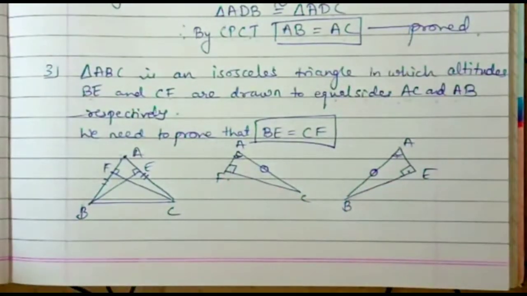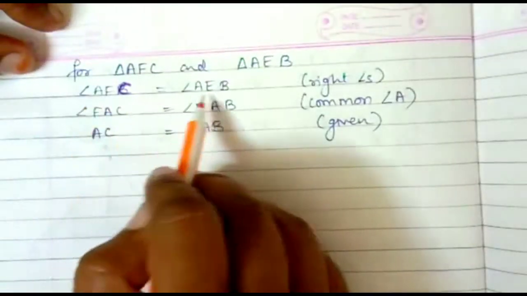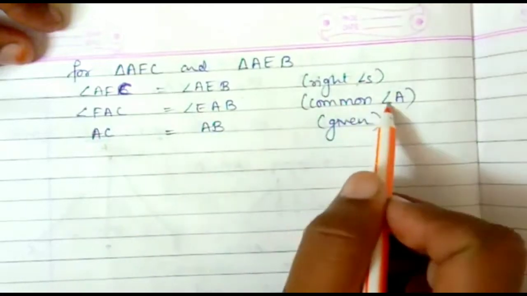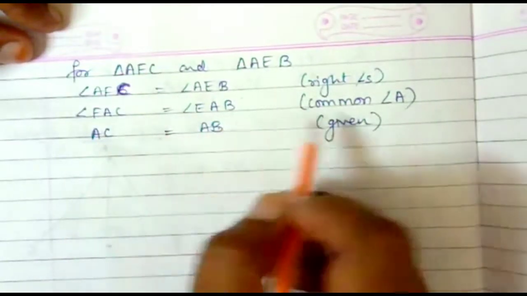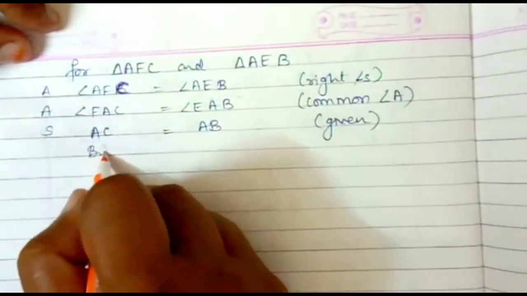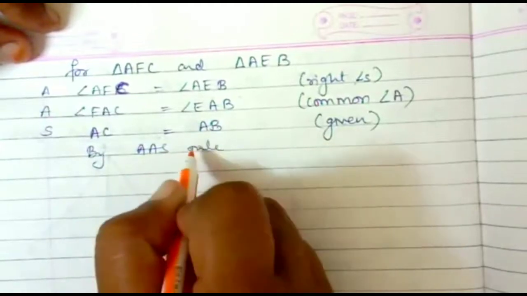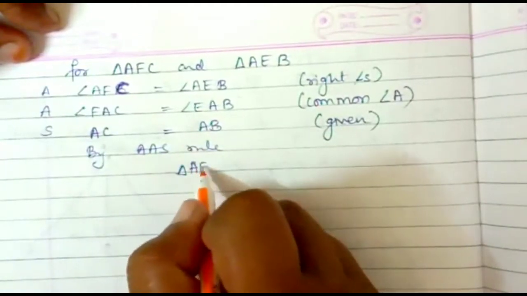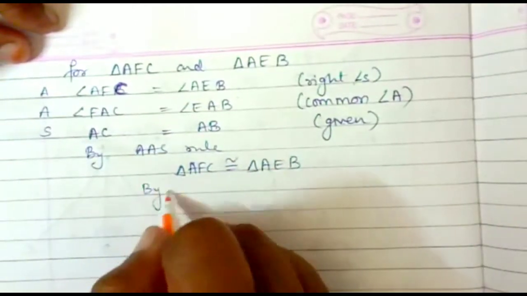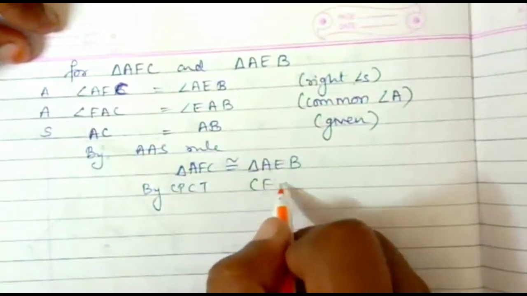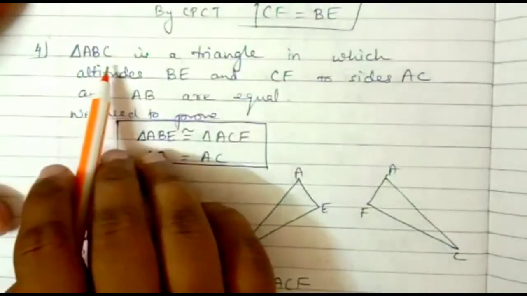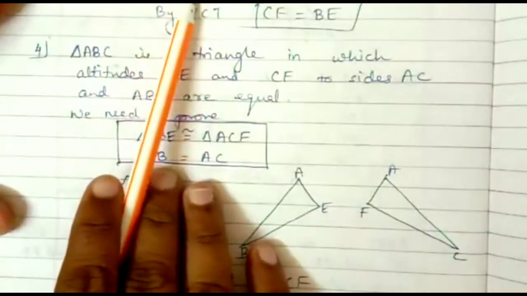So let us write down the steps. You can see I have written angle AFC is equal to angle AEB as they are right angles. Angle FAC and EAB are also equal because it is a common angle. AC and AB are equal because it is given. So this is angle, angle and side. So we can say thus by AAS rule, triangle AFC is congruent to triangle AEB, and again by CPCT we got CF is equal to BE, and hence the result is proved.